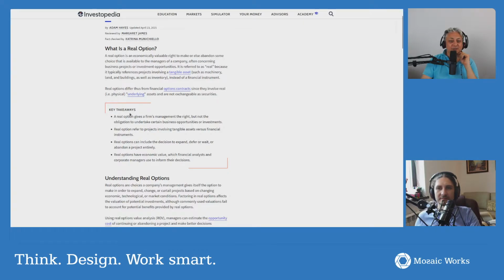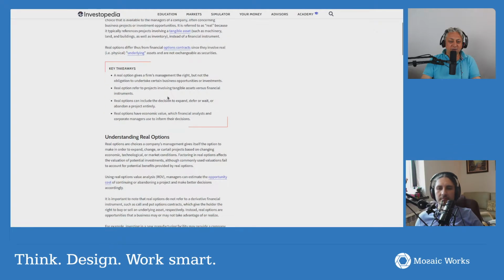So what it says is a real option is an economically valuable right to make or else abandon some choice that is available to the managers of a company, often concerning business projects or investment opportunities. It is referred to as real because it typically references projects involving a tangible asset instead of a financial instrument.